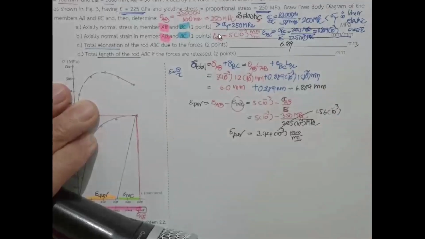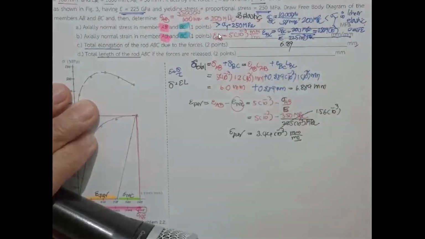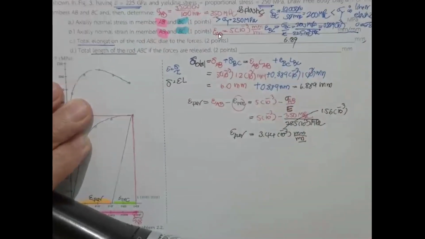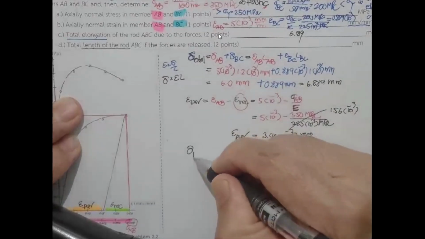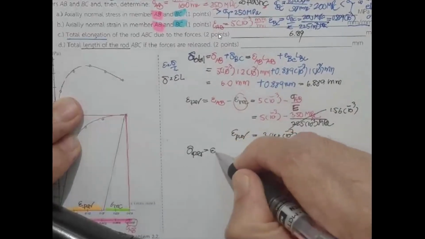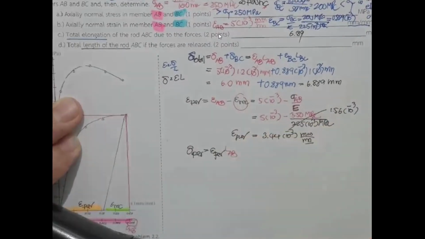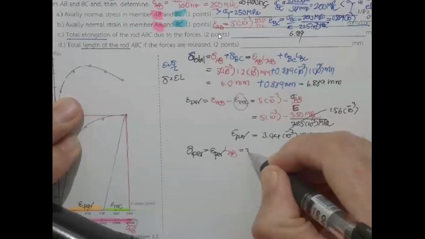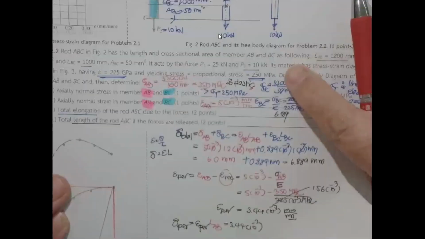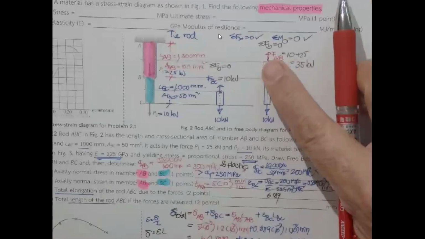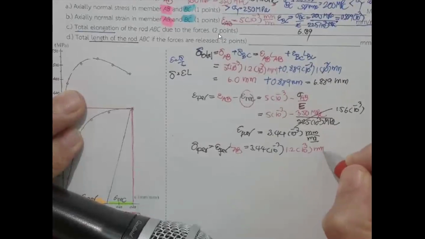Now do the same. We have what? Deformation equal to strain times length. So following what we have here, our permanent deformation is going to be strain permanent, and this one for AB. So this one, 3.44 times 10 to the minus 3. L sub AB again is 1,200, 1.2 times 10 to the power 3 millimeter.